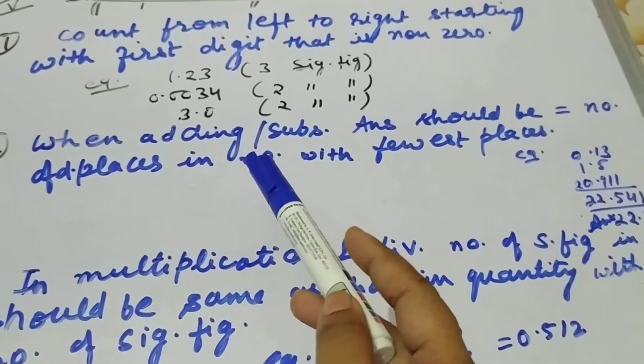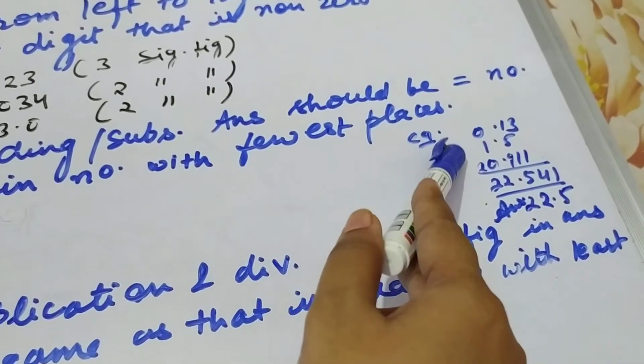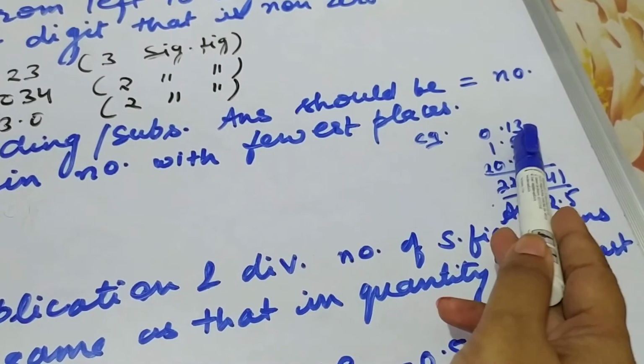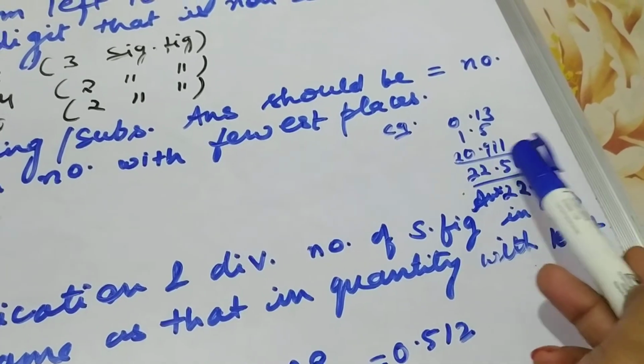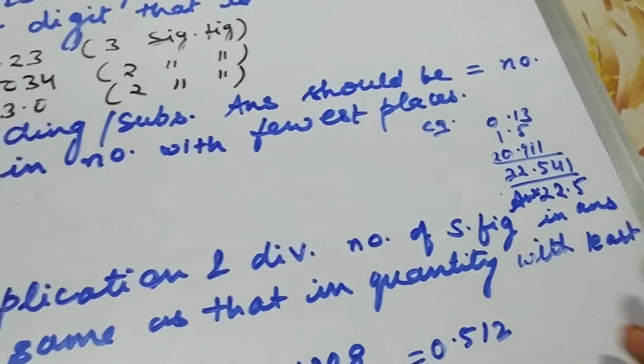Second, if you add or subtract numbers, suppose I am adding three numbers, the number having the lowest decimal places decides the answer. Suppose in 1.5 there is only one decimal place, so the answer should also have one decimal place. Here the answer will be 22.5, not 22.541.